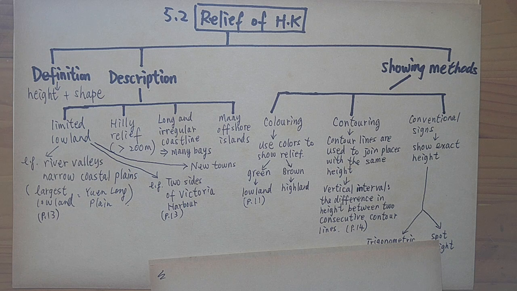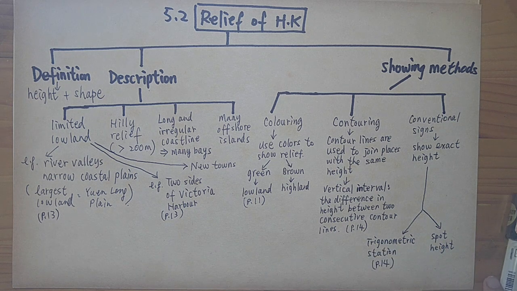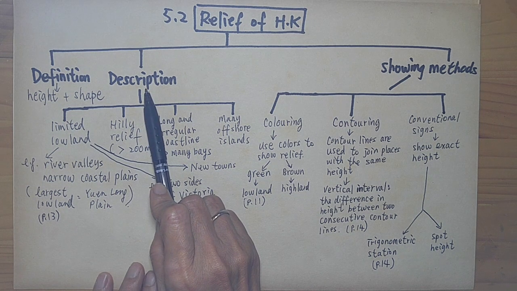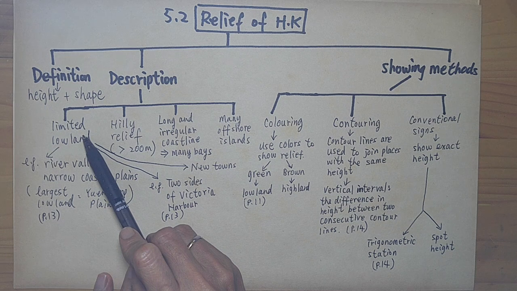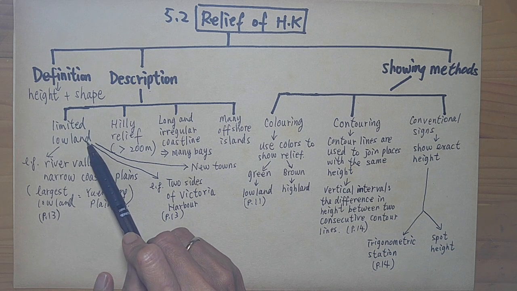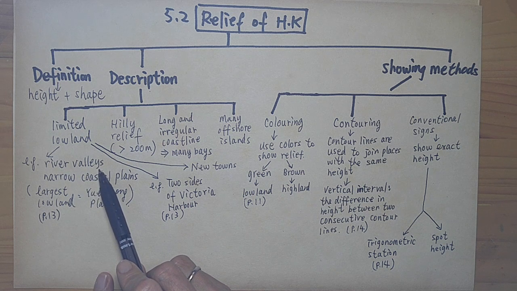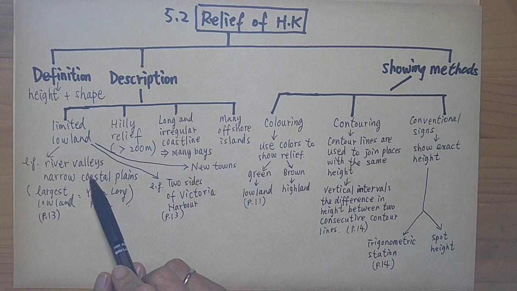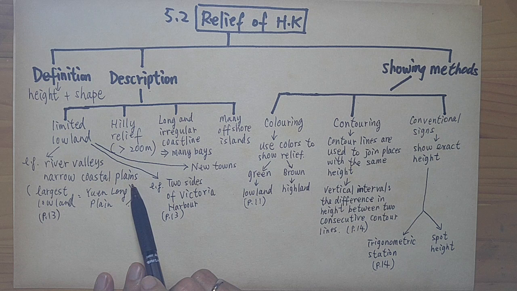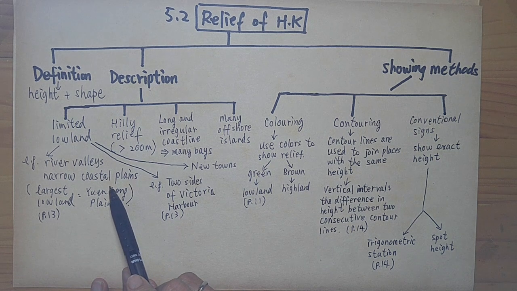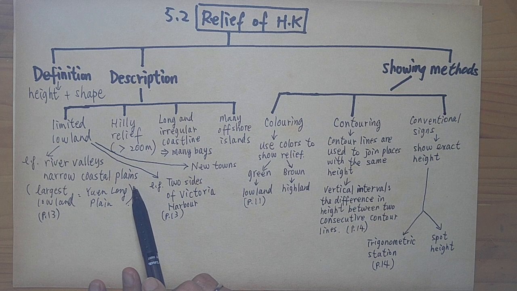Now this is the definition of relief, and then let's look at the description first. Now, how can we describe the relief of Hong Kong? So let's look at this. First of all, we have limited lowland for the land of Hong Kong. So where can we find this lowland? Mostly we find it in river valleys, 河谷. That means near the river we have some lowland besides, and also we will have narrow coastal plains. So along the coast we will have some narrow plains.